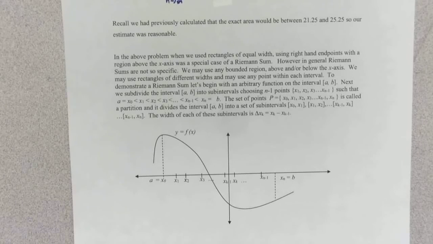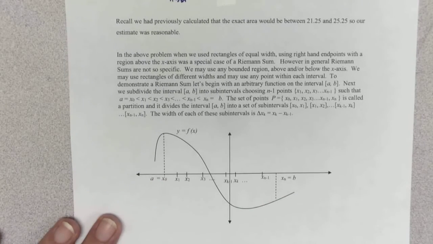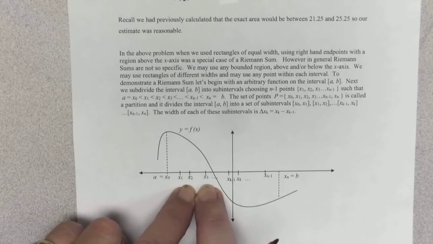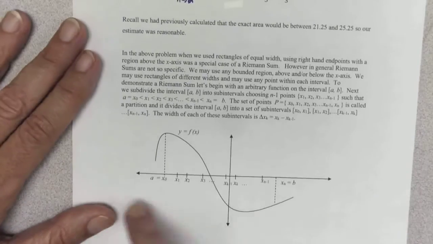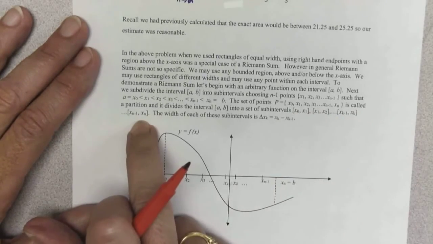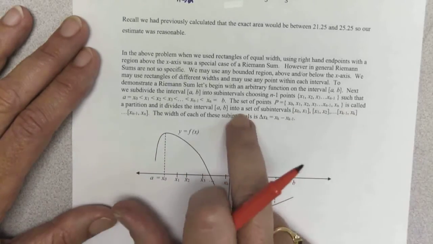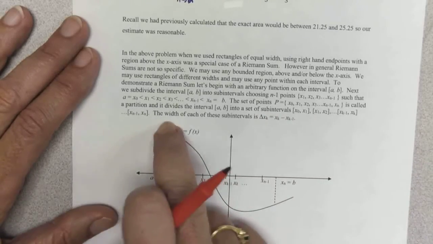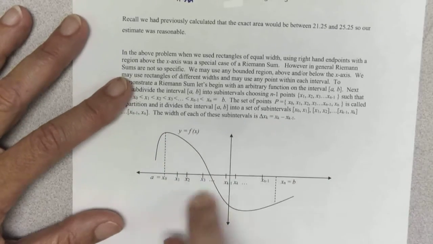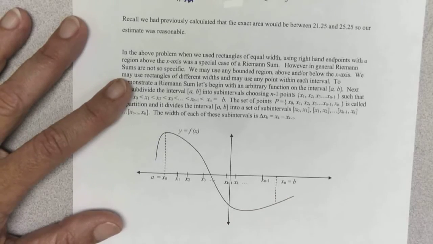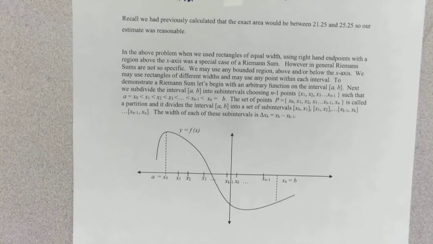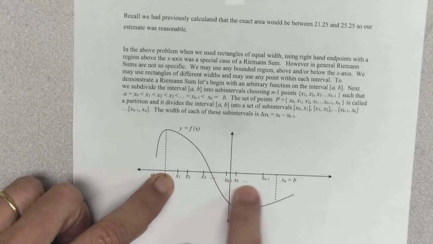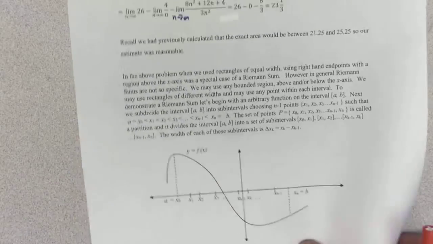That's all a partition is. And these intervals don't have to be of equal width. Notice here x2 to x3 looks bigger than x1 to x2. The set of points is called a partition, dividing the interval into a set of subintervals. And then we call the width of these subintervals delta x sub k. Because not all the widths have to be the same, so instead of saying delta x, we're going to say delta x sub k. But that still just means the width of an interval.